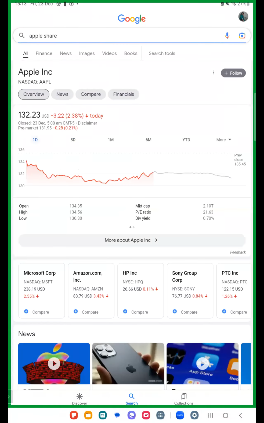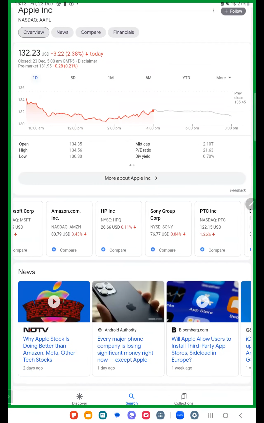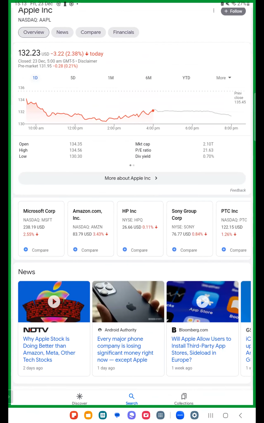At this point, Apple share is at 132.23 USD. It has declined today. The red sign that's going towards the bottom shows that it has decreased by $3.22. So what happens is that, and they've got so many over here. These large companies, there are different types of companies that you're going to study with me hopefully tomorrow. That's the next chapter.